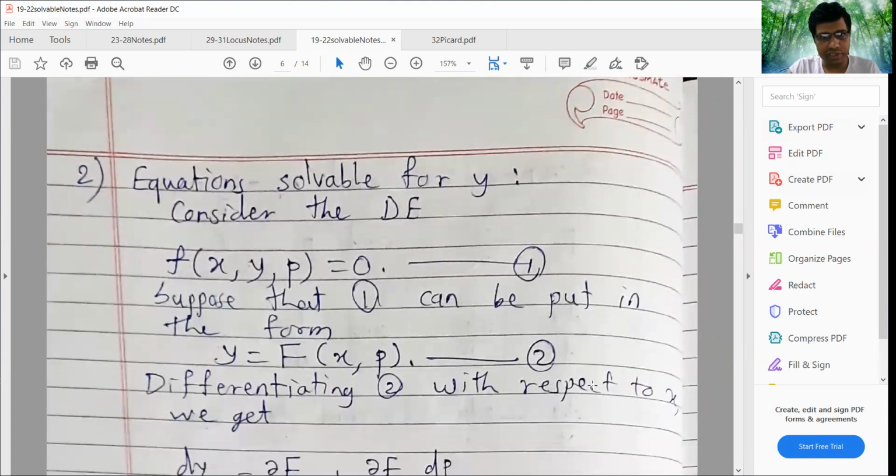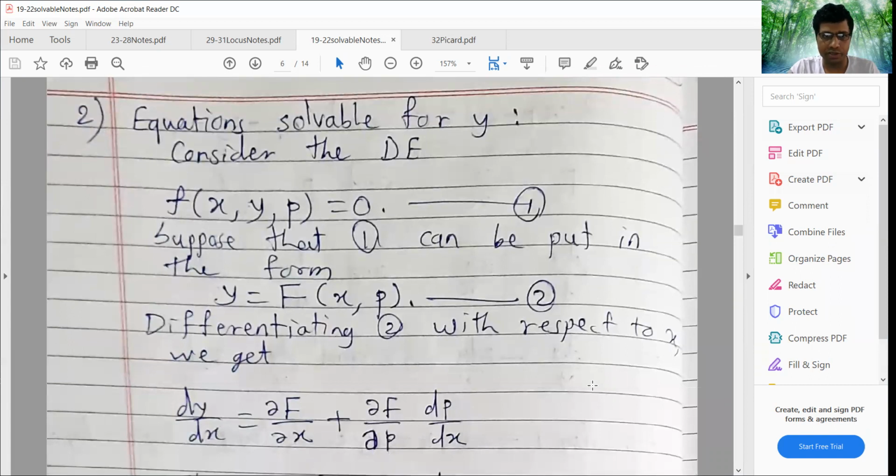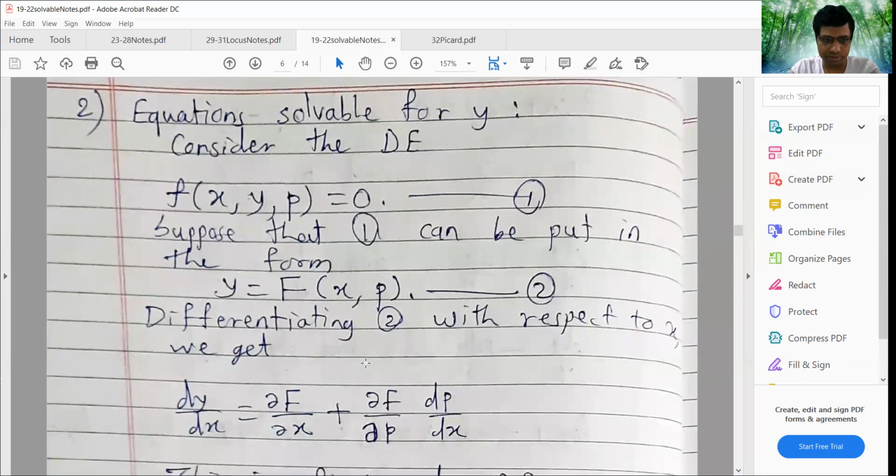Second case is equation solvable for y. Okay, so suppose this equation is given, f of x, y, p equal to 0, and suppose we are able to write this as y equal to some function of x and p. Okay, so the important step is to differentiate this equation 2 with respect to x. Okay, so that we get dy by dx, and dy by dx is nothing but p, and then differentiate the right hand side using the same rule.